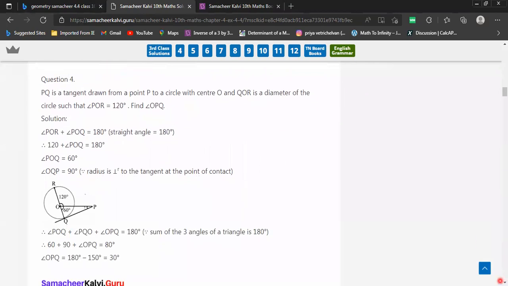Question number 4. Again, a tangent. So PQ is a tangent from a point P to a circle with a center O. QOR is the diameter of the circle such that angle POR equal to 120 degree. Find angle OPQ. So you need to find what is P.